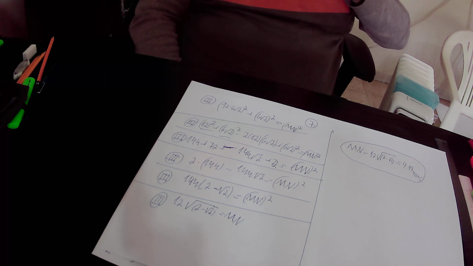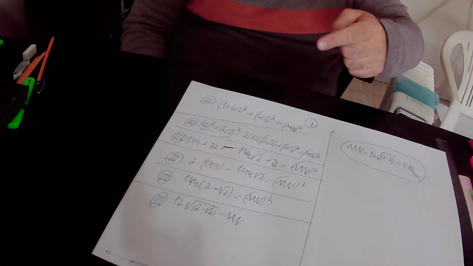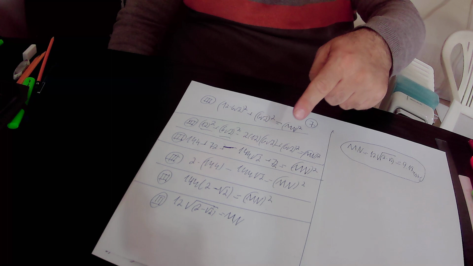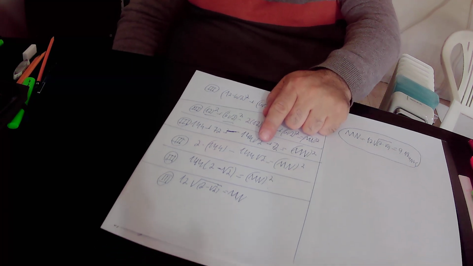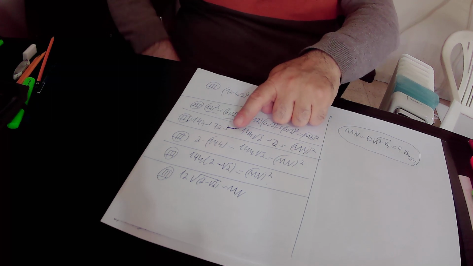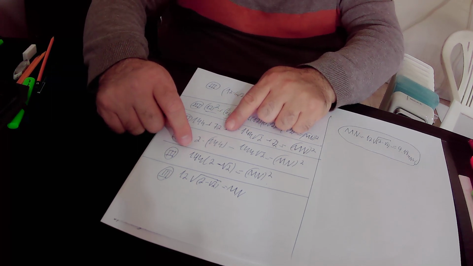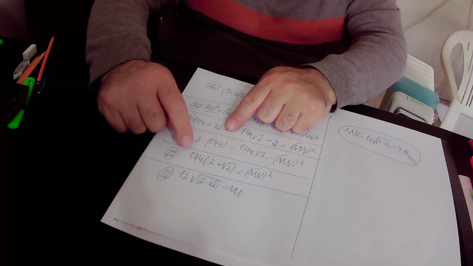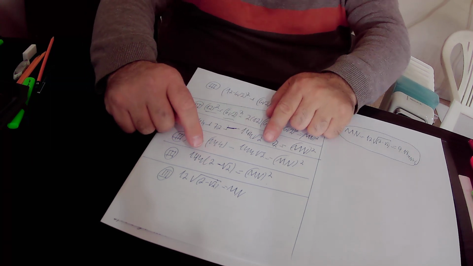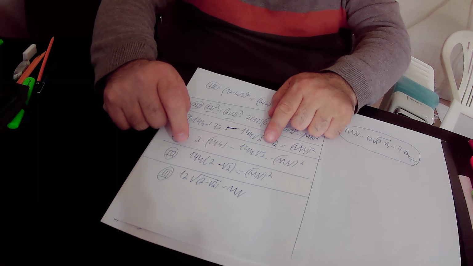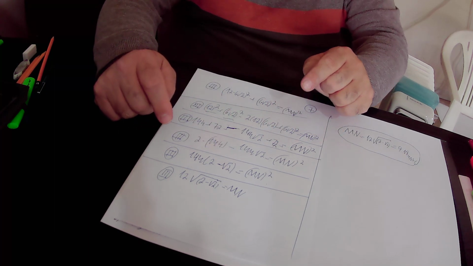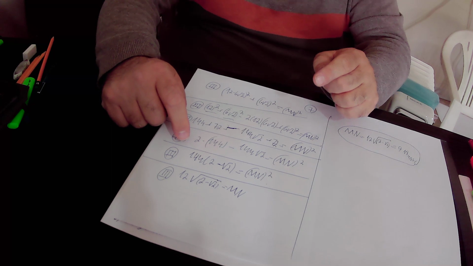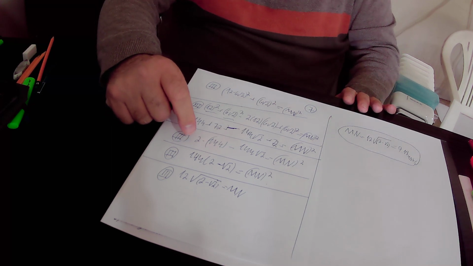So according to equation number 3, 2 times 144 minus 144 times square root of 2 equals MN squared. Here we took 144 as a common factor out of those two expressions. What is left from 2 times 144 after we take 144 as a common factor? It is actually 2. And what is left from minus 144 times square root of 2? It is actually minus square root of 2. So in conclusion, we got 144 times (2 minus square root of 2) equals MN squared.